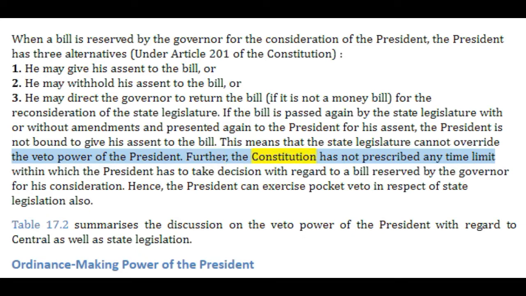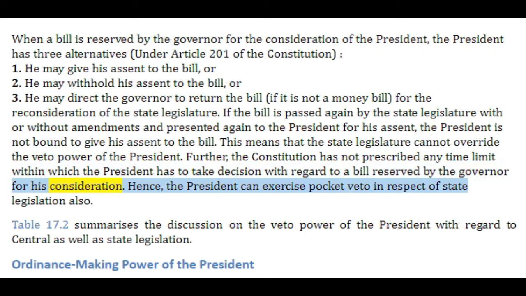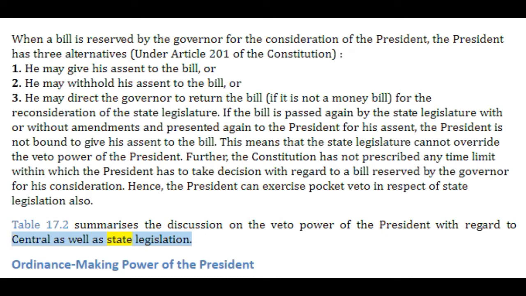Further, the Constitution has not prescribed any time limit within which the President has to take decision with regard to a bill reserved by the Governor for his consideration. Hence, the President can exercise pocket veto in respect of state legislation also. Table 17.2 summarizes the discussion on the veto power of the President with regard to central as well as state legislation. Ordinance making power of the President.